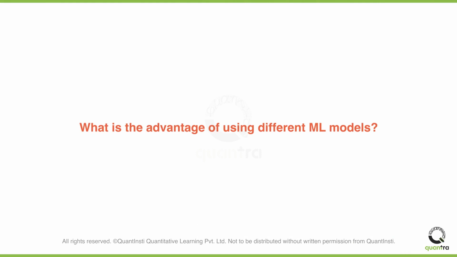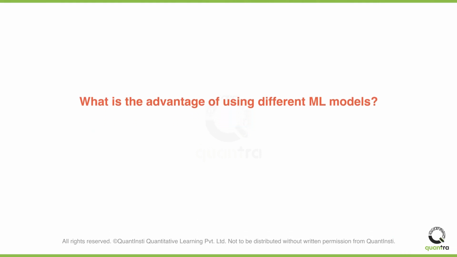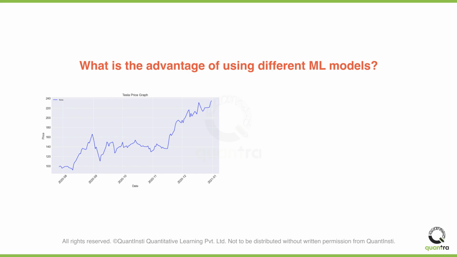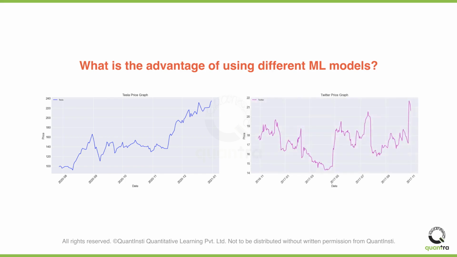There might be certain ML models which perform well on trending markets, while other models work on range-bound markets. You can combine these models in a voting classifier model so that the model works in all types of markets.